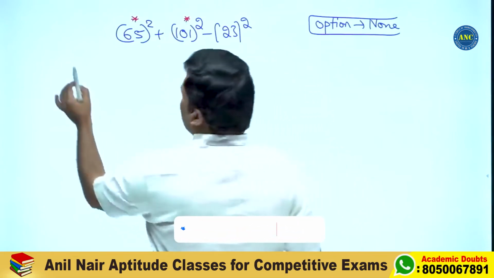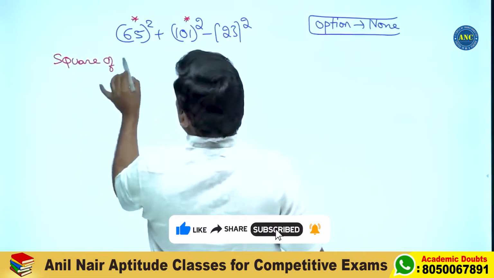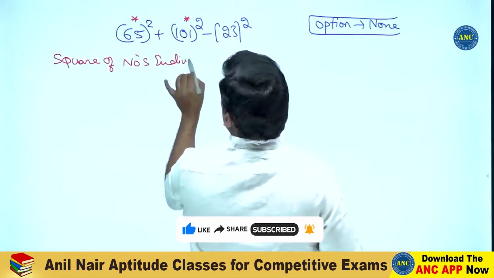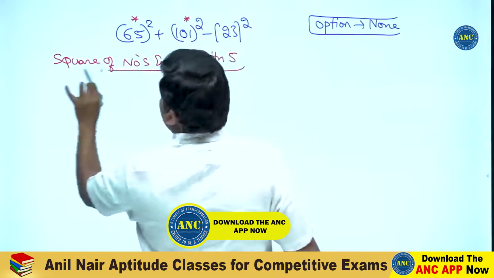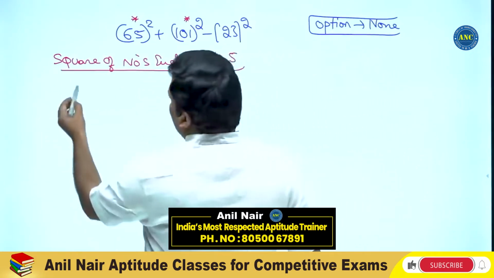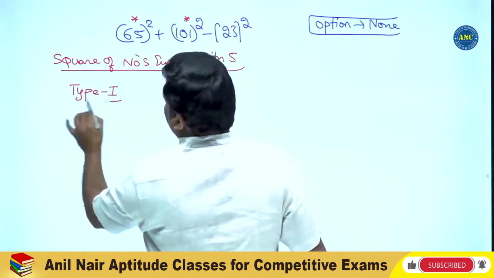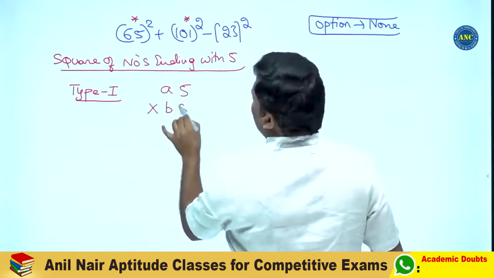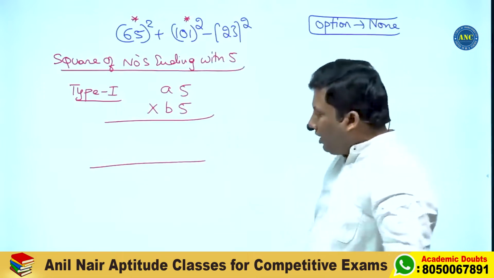65 square. Now see here. Write down this logic: square of the numbers ending with 5. Now, there are two types. Both the types we will discuss. Type 1: A5 into B5.